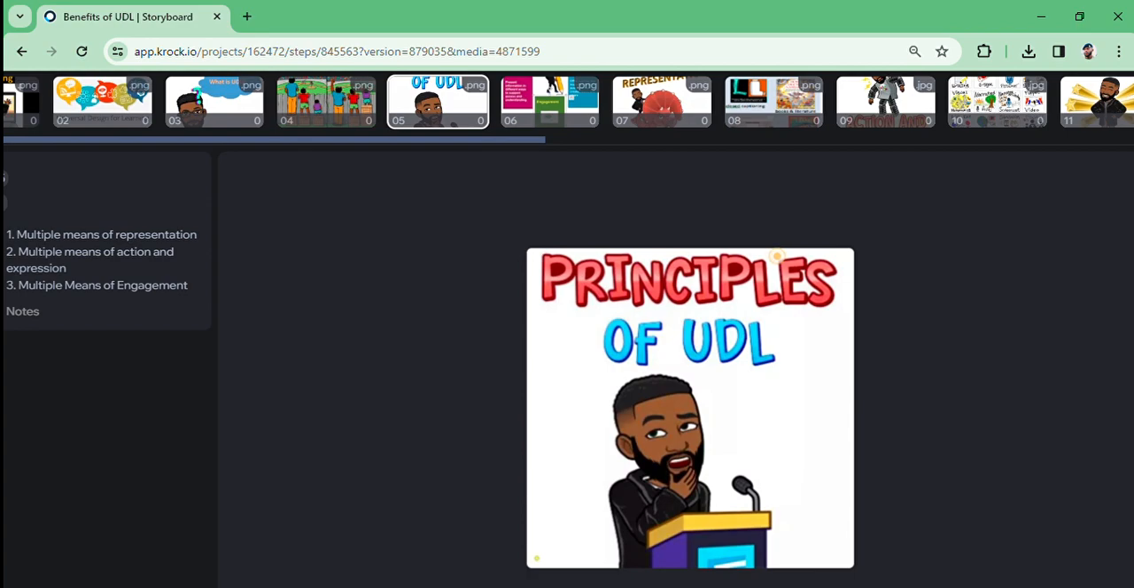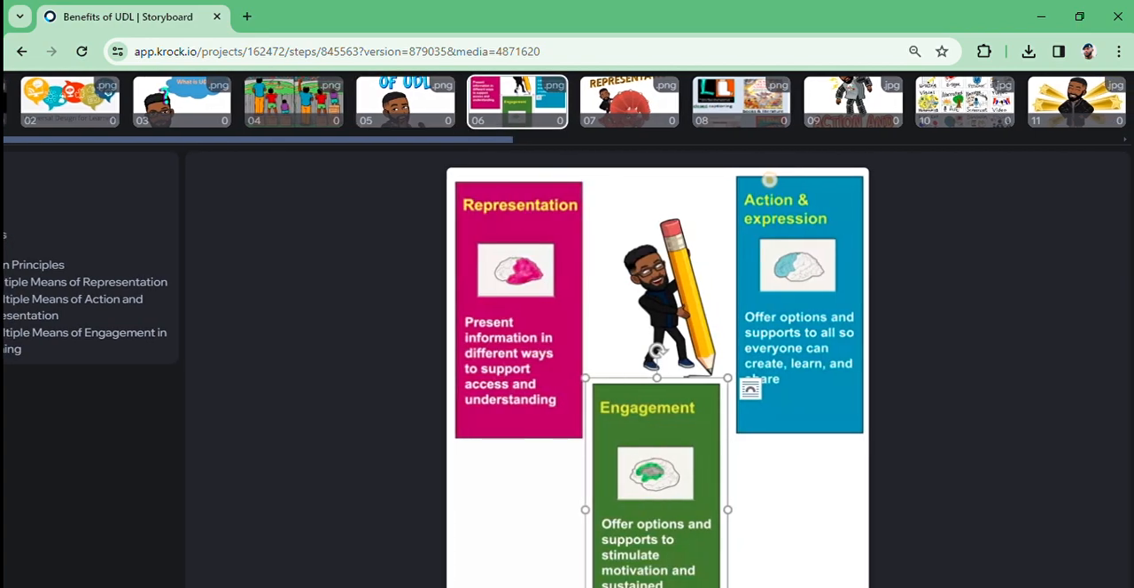Principles of UDL. Now there are three main principles of UDL. First one is means of representation. Second, means of action and expression. Third, means of engagement. Means of representation looks at presenting information in different ways to support access and understanding.